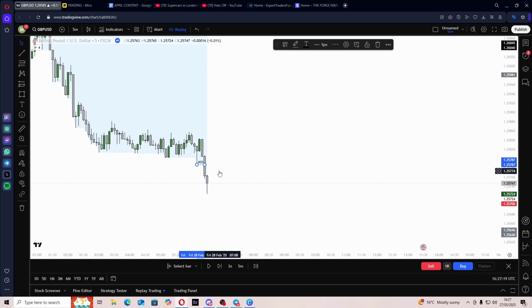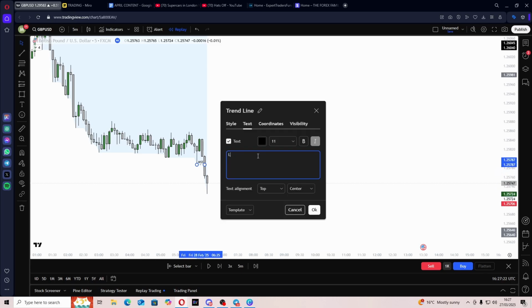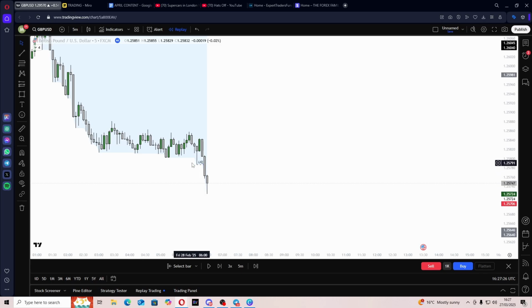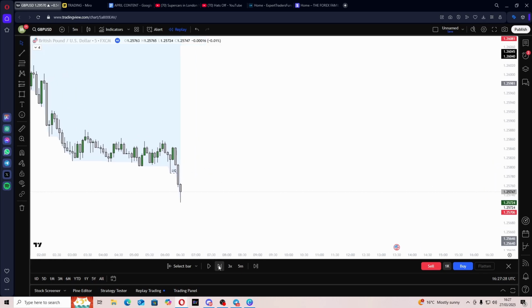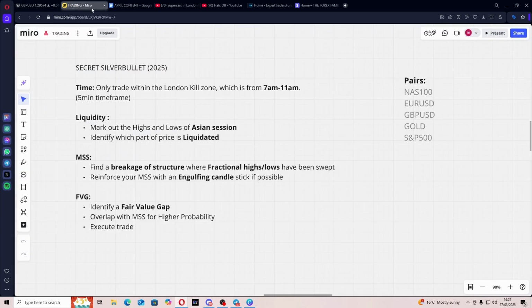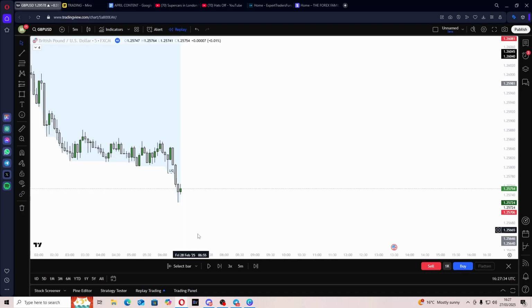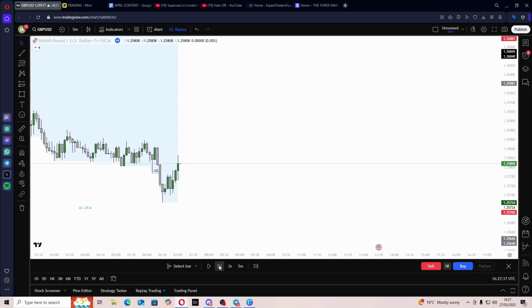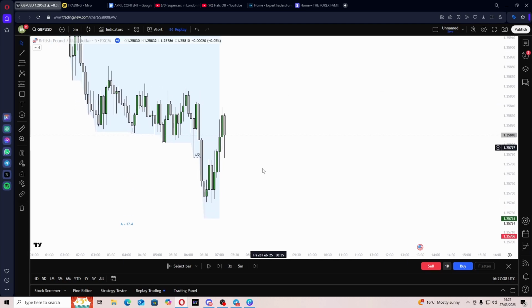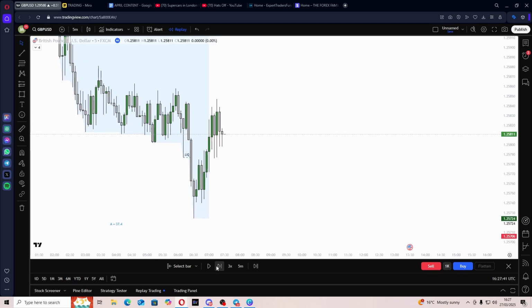So this is the market structure shift. I mean, the liquidity point right here. So this is our liquidity. And once we actually do mark out the liquidity, what we need to do next is very, very crucial, right? We need to find a break of structure where fractional highs and lows have been swept, right? So I'm going to play price forward, and we're just waiting for that fractional high to get swept, right?